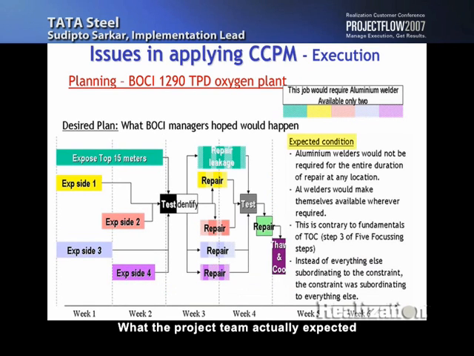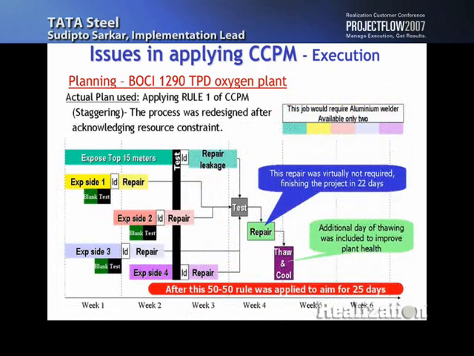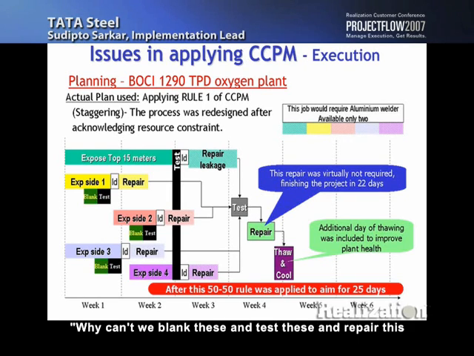What the project team actually expected was somewhere in between, that these aluminum welders would jump from one area to the other and get the work done, which was actually too much of an expectation. So we changed the plan a little bit, and we decided, why can't we blank and test these and repair this while this job still happens. That way we completed this in 22 days. We had a plan of 25 days, and we completed it in 22 days.